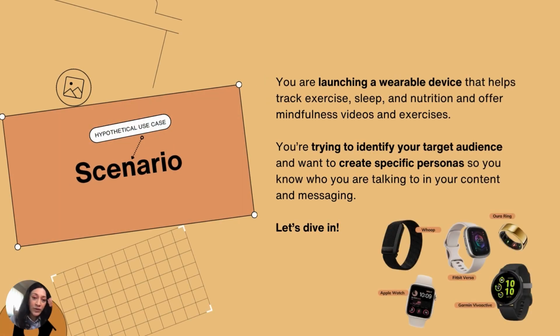So for this mock scenario, we are going to pretend that we are launching a new wearable device and that we're entering the market. We have a wearable device that can be used to track exercise, sleep, nutrition, and we want to make sure that we identify who our target audience is and then create specific personas about it. And so I've taken the time to distinguish here, okay, who are the players in the game when it comes to wearable technology? What do they offer? How are we different? How do we distinguish ourselves in the market? So that'll be a really fun exercise.